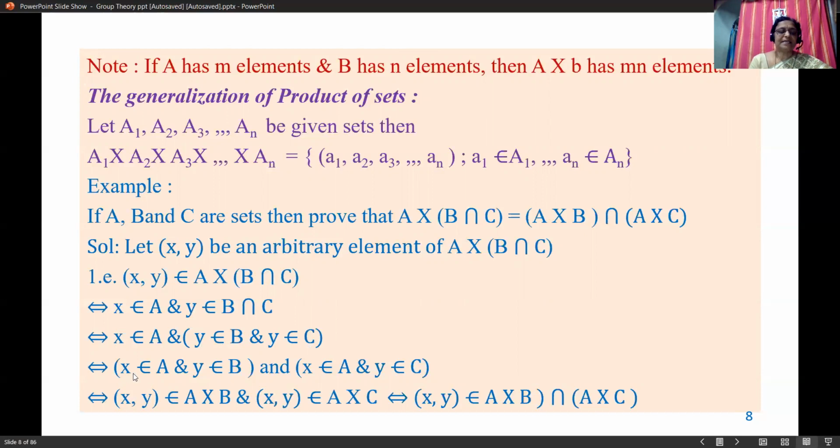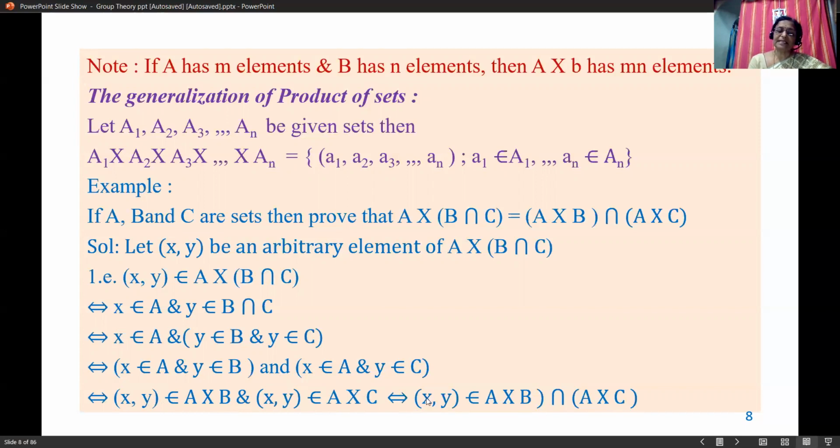Again, this implies now x belongs to A and y belongs to B, and x belongs to A and y belongs to C. We may write it like this. So let us write x belongs to A and y belongs to B, x belongs to A and y belongs to C. Then this implies the ordered pair (x, y) belongs to A cross B and the ordered pair (x, y) belongs to A cross C. And therefore they must belong to their intersection, meaning the ordered pair (x, y) belongs to the intersection of A cross B and A cross C.